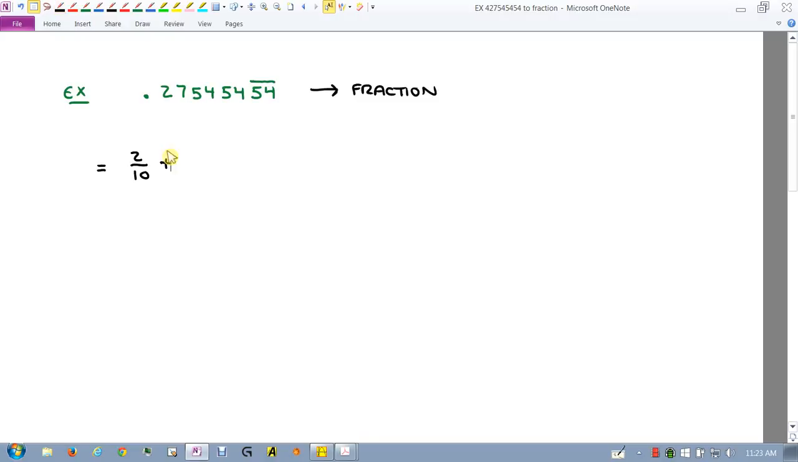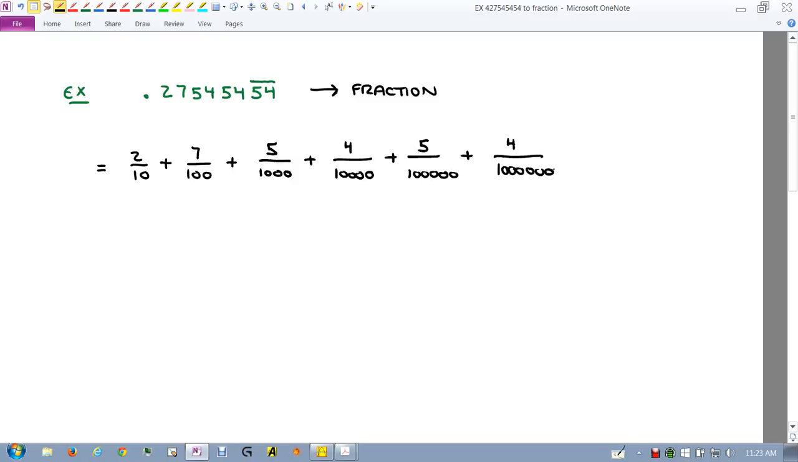Then you're going to add to that this part, which is what? 7/100ths. And then you're going to add to that, what? 5/1000ths. And then to that 4/10,000ths, and then 5/100,000ths, and then 4, where are we at? We at millionths? And then this keeps going, right? Yes?